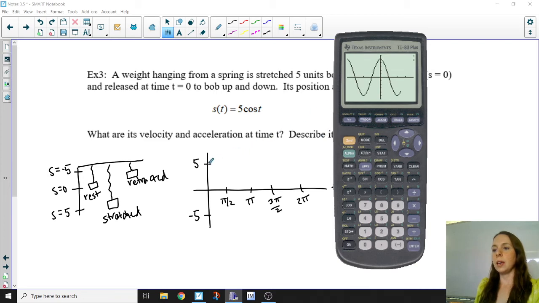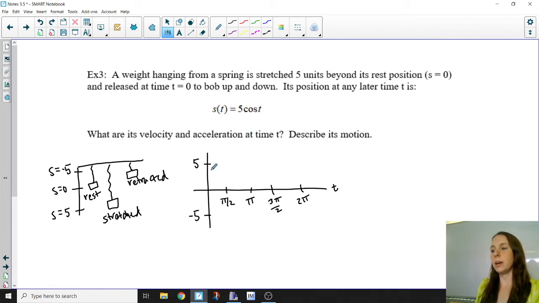At 0 is at positive 5. So we're starting here. At pi over 2 is at a position of 0. At pi is at a position of negative 5, and then it cycles back to that positive 5. So again, at time t equals 0, we're at positive 5. And that's why I decided to define stretched at positive 5. At time t equals pi over 2, we're back to a position of 0. I should label this as position. And at time t equals pi, we are at negative 5, back up to 0 position at 3 pi over 2, and then a position of 5 back up to 2 pi.